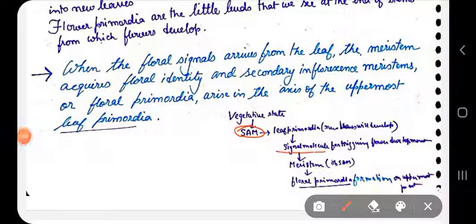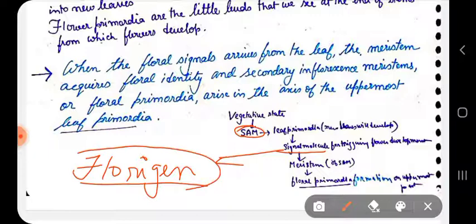For example, that signal molecule may be florigen, which you will start studying now. This signal molecule induces the meristem. It triggers the meristem to induce the formation of floral primordia, and then from that floral primordia, which will be developing on the uppermost part of the plant.